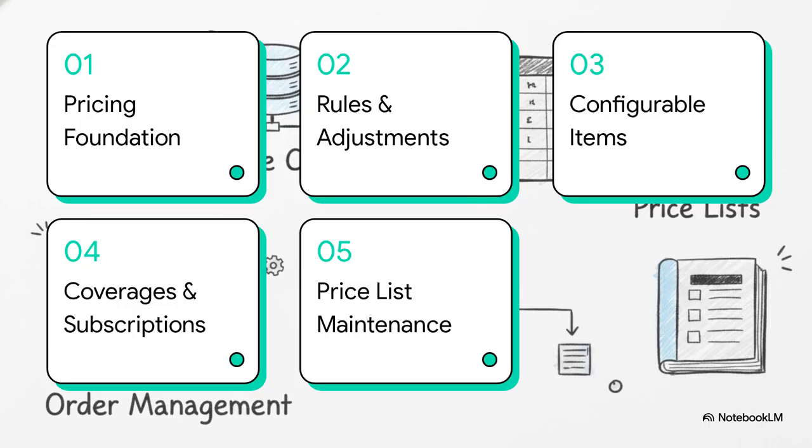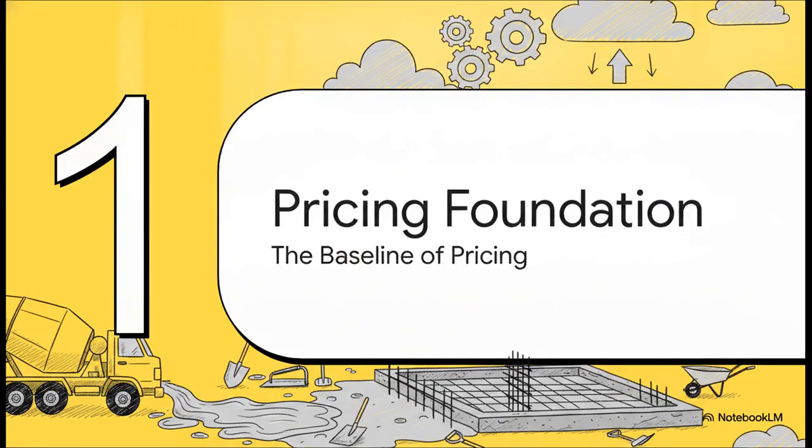Here's our game plan for today. We'll start with the pricing foundation, then move into rules and adjustments, followed by pricing configurable items. After that, we'll tackle coverages and subscriptions, and we'll wrap up with price list maintenance. All right, Section 1, the pricing foundation. This is your baseline of pricing.